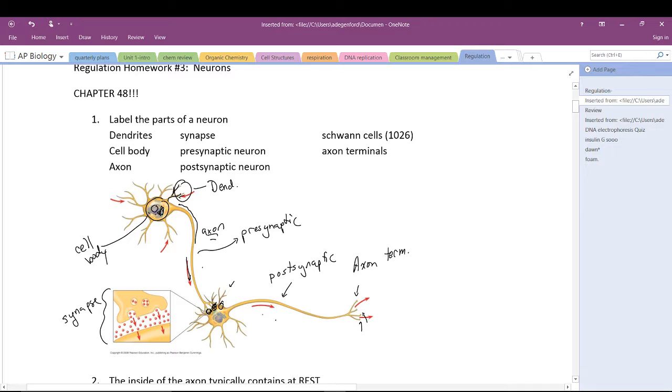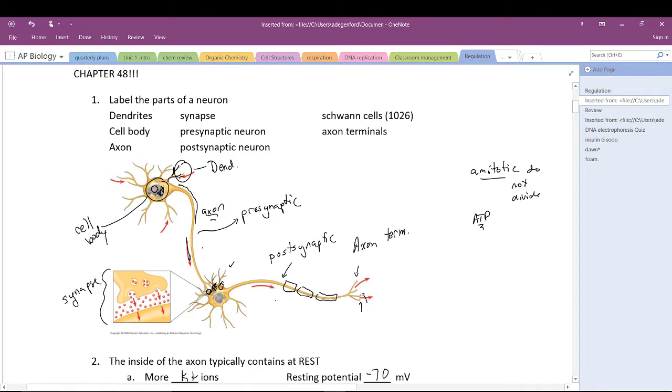Now, this diagram doesn't show Schwann cells. Schwann cells are very specialized cells that wrap themselves around the axon. We'll take a look later at what their job is. Now, there's a couple of really interesting characteristics of neurons. Number one, they are amitotic. They do not divide. And then the other one is they use a lot of energy. They consume a lot of ATP, and you're going to see why that is in just a second.